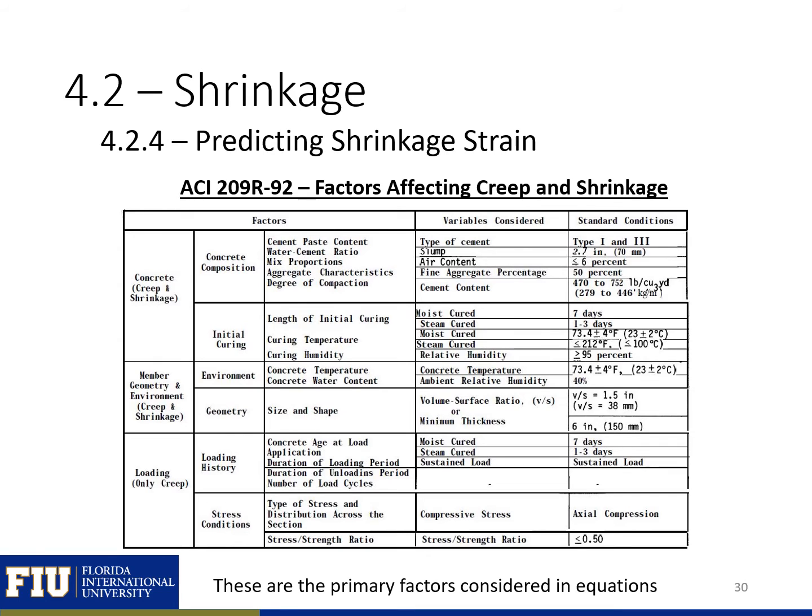ACI 209 outlines a number of different factors that affect creep and shrinkage that they take into account in their estimation procedures. And we see a lot of the ones that we have talked about. So it's type of cement, slump, air content, fine aggregate, cement content, curing conditions, external relative humidity, concrete temperature, ambient relative humidity, volume to surface area ratio, what is the sustained load, compressive stress, and stress to strength ratio. So these are the primary factors that are considered in the following expressions.